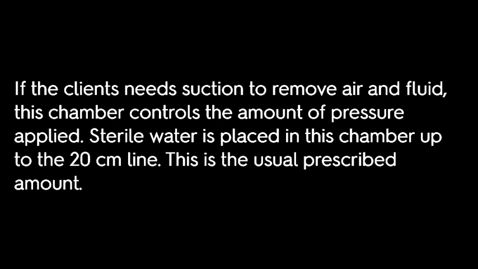True or false, any air that exits the water seal chamber enters the third chamber called the suction chamber. True. What does this allow? Any air to be vented out through the air vent found at the top of the suction control chamber. What's going on in the suction chamber? If the client needs suction to remove air and fluid, this chamber controls the amount of pressure applied. Sterile water is placed in this chamber up to the 20 centimeter line. This is the usual prescribed amount.